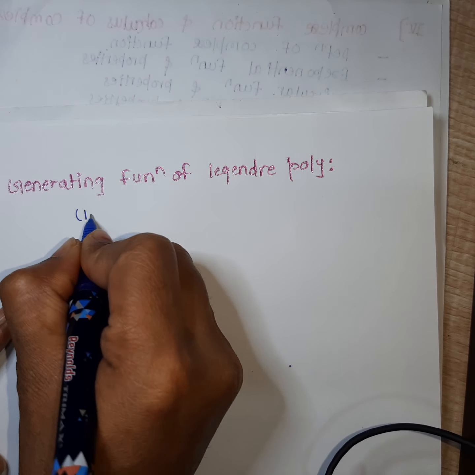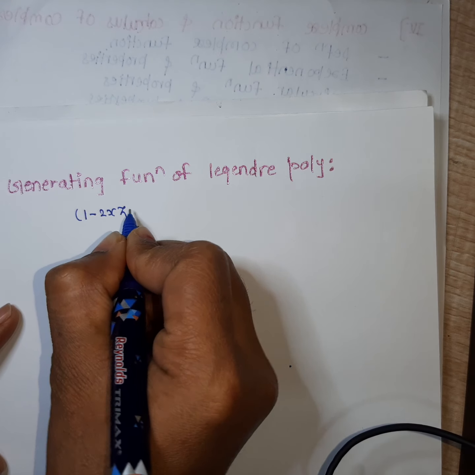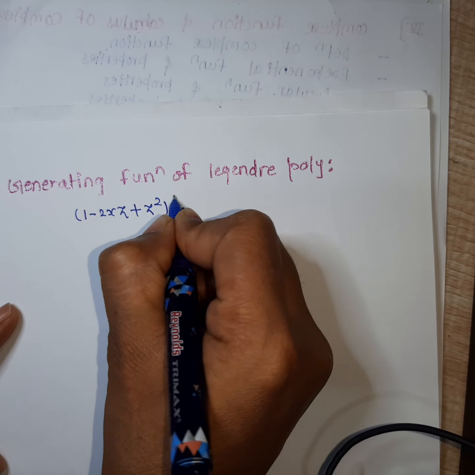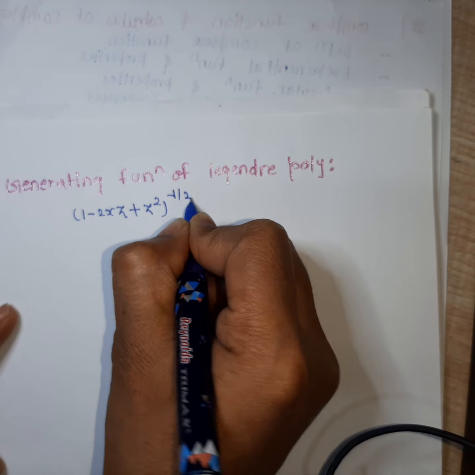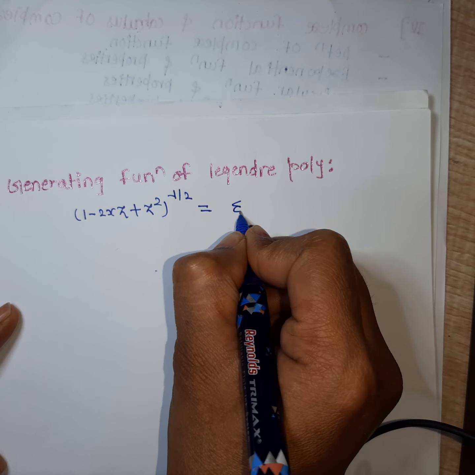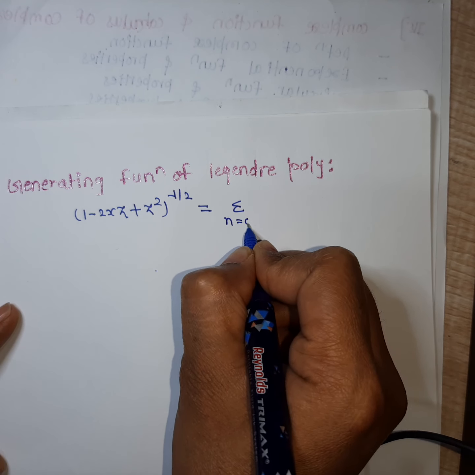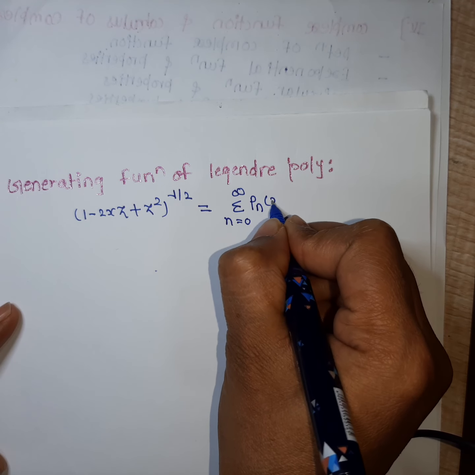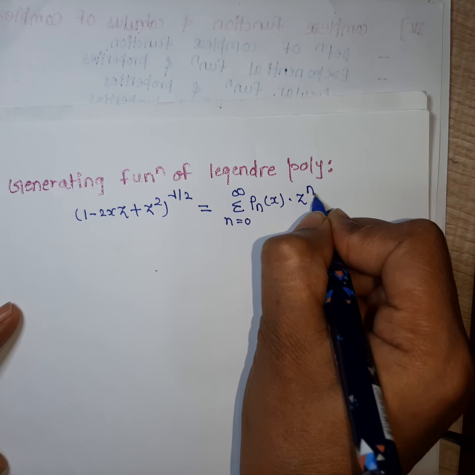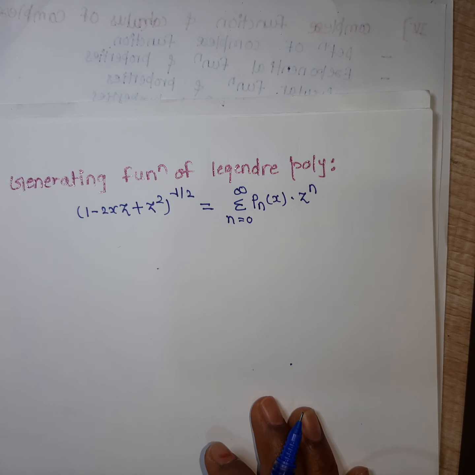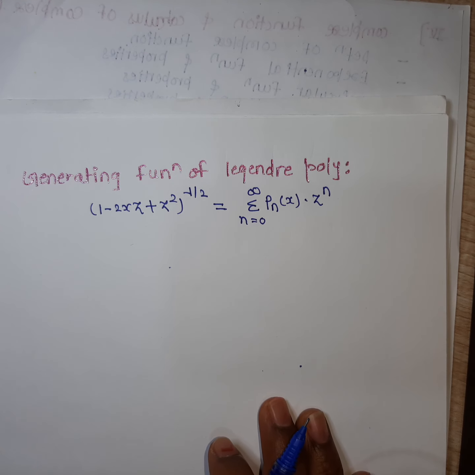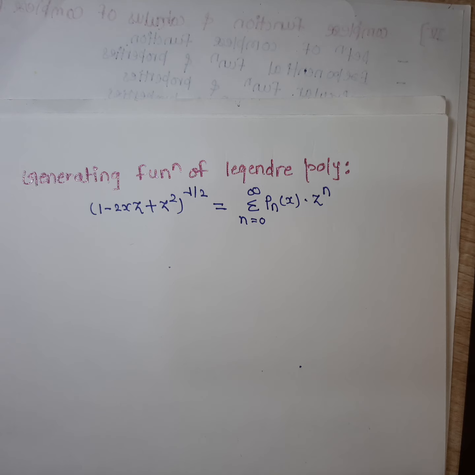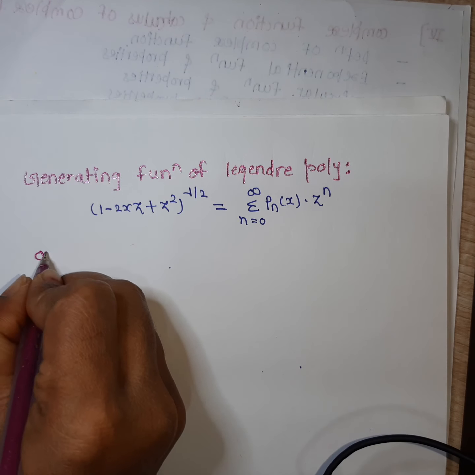Write down (1 minus 2xz plus z square) whole power minus 1 by 2 is equal to summation over n equals 0 to infinity Pn of x into z power n, where Pn of x is the Legendre polynomial of first kind.